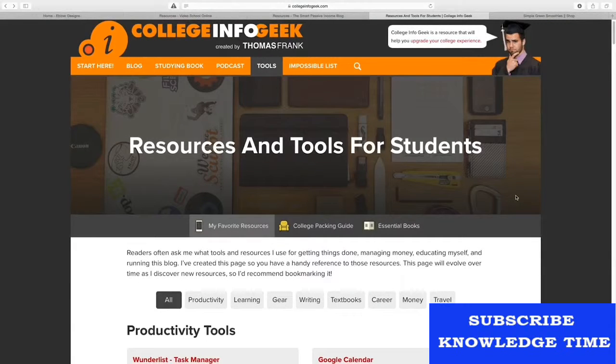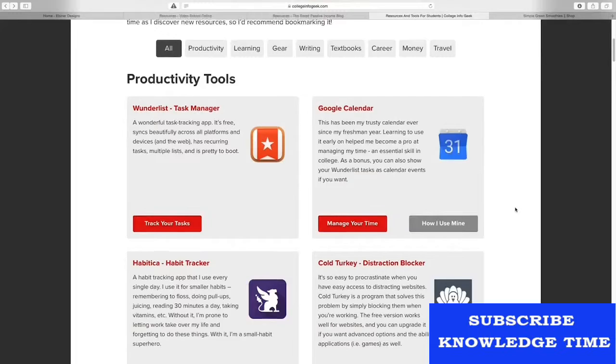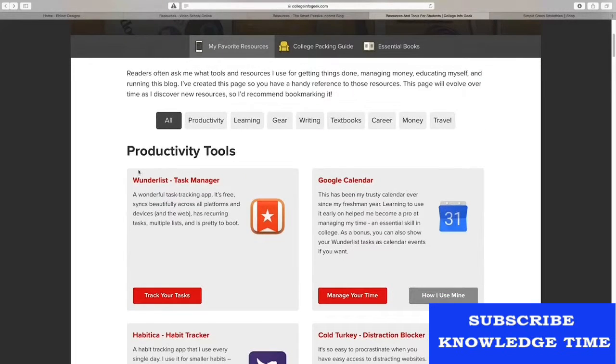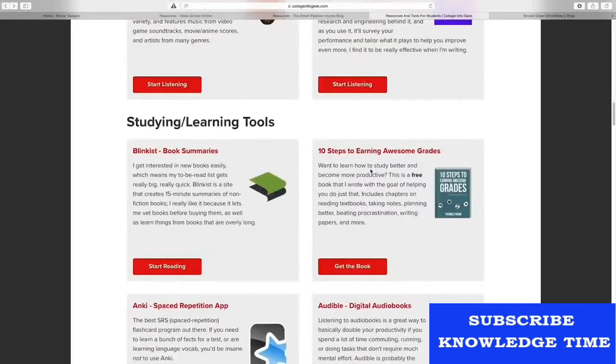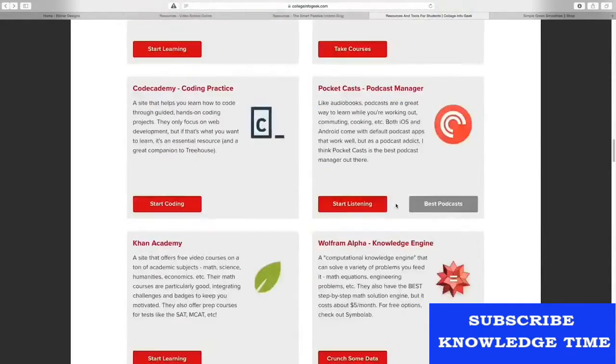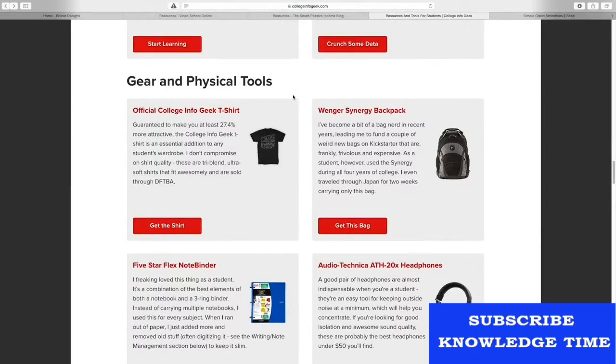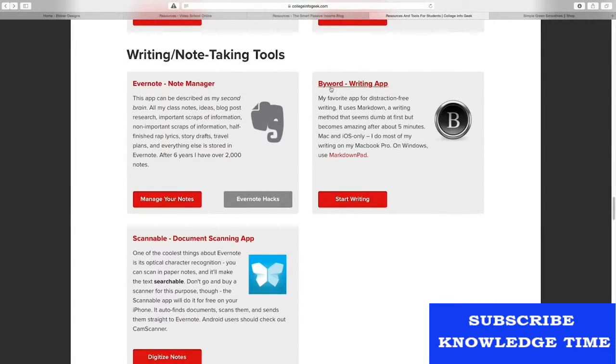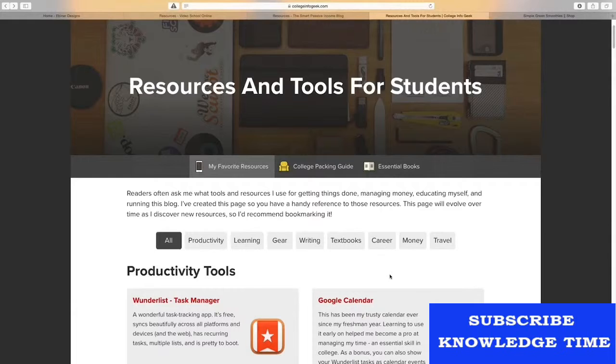On College Info Geek, Thomas Frank does a similar thing where he has all of his resources. He breaks them down into category, such as studying and learning tools, gear and physical tools, writing, note-taking tools, etc. But you could also filter them according to the category.